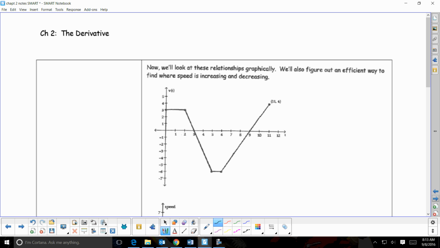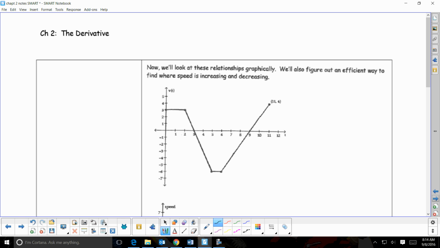Let's take a look at some of these graphs and answer some questions together. So this first graph is the graph of what? Position, velocity, or acceleration? Velocity. Okay, so it tells me it's velocity. So let's look at these and let's find where speed is increasing and where speed is decreasing.